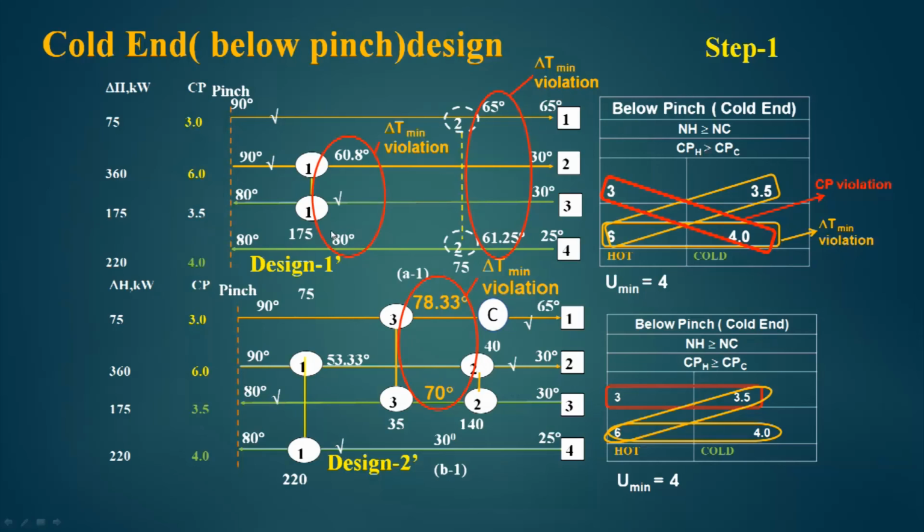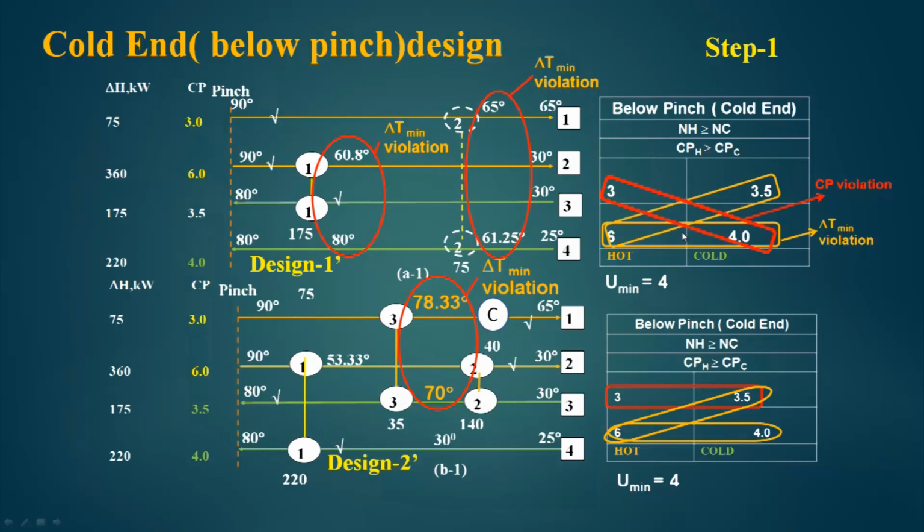number 4 becomes 80. Now, if you try to put another match between this and this, that is stream number 2 and stream number 4, which is valid as far as the Cp rules are concerned, we see here there is a delta T minimum violation, because the hot stream has acquired a temperature of 60.8 and the cold stream 80 degree centigrade. That means the cold stream has got a higher temperature than the hot stream, and hence there is a violation. So, we cannot put a match between these two, because one end will have a delta T violation.